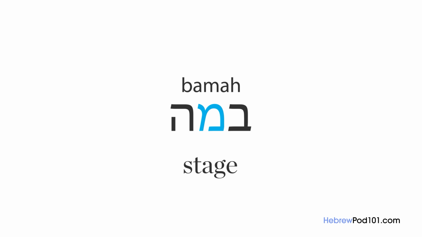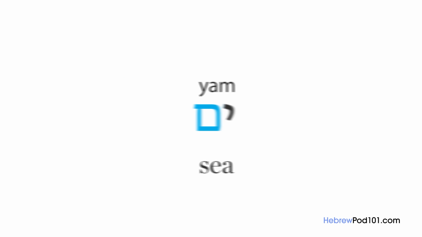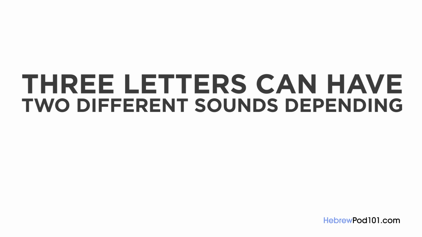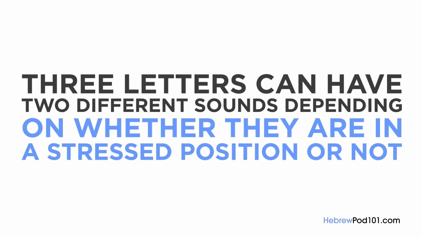The letter Mem looks like this in the beginning or middle of the word, Mem, like in the word for stage, Bama. When it comes in the end, it looks like this, Mem, like in the word for the sea, Yam. 3 letters can have 2 different sounds depending on whether they are in a stressed position or not.